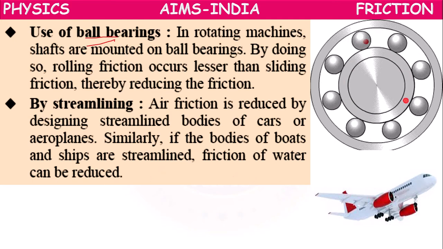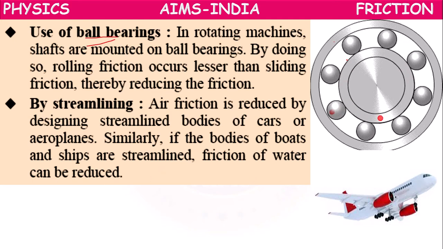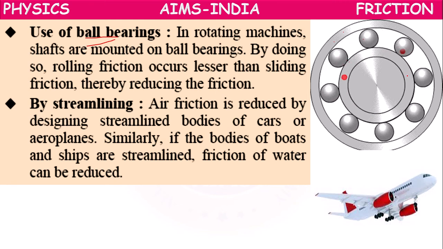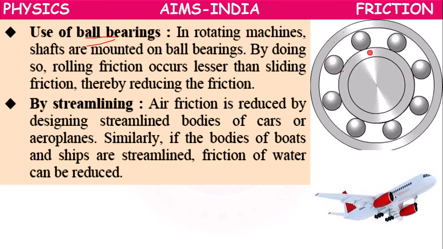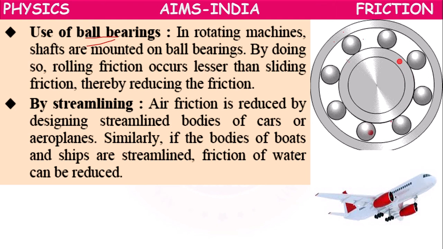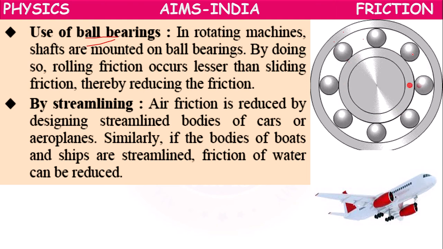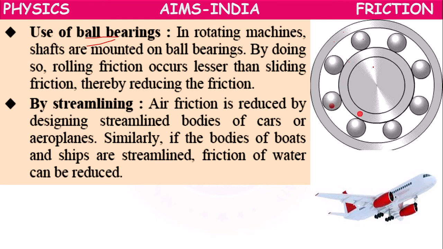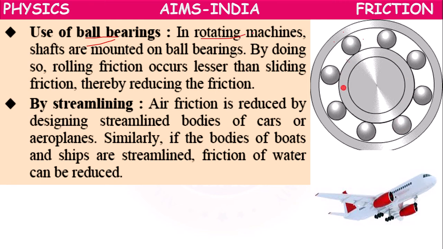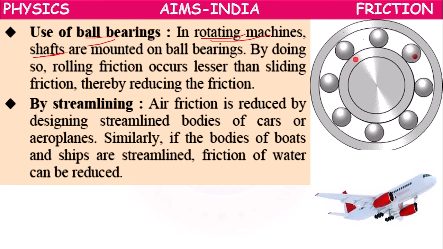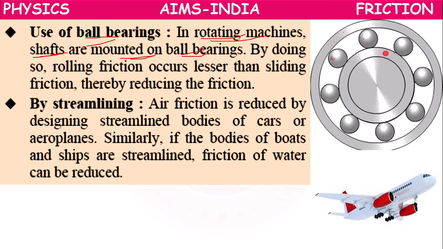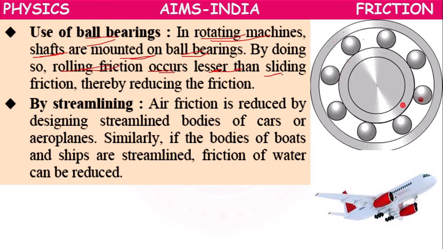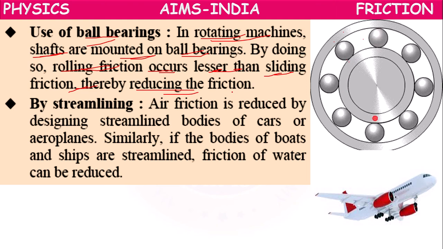Or ball bearings. Between these two surfaces, they make use of some balls. Because of balls, rolling friction will be created, which is less than static and sliding friction. So in rotating machines, shafts are mounted on ball bearings like this. By doing so, rolling friction will occur lesser than sliding friction, thereby friction will be reduced.